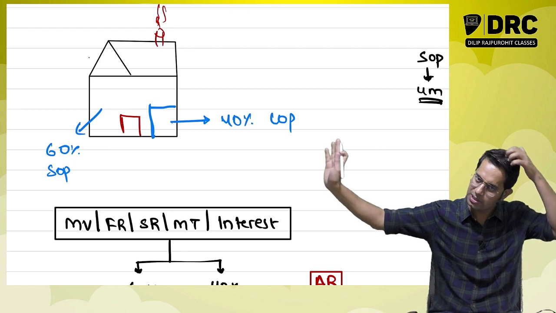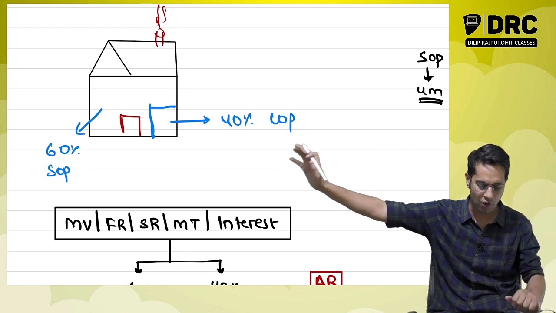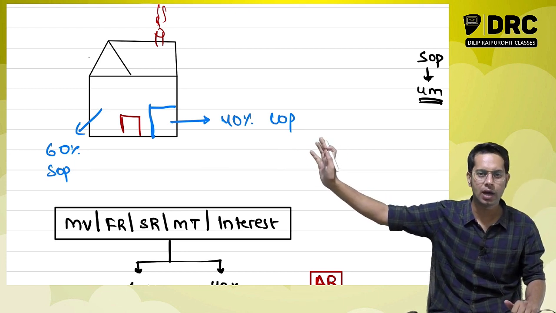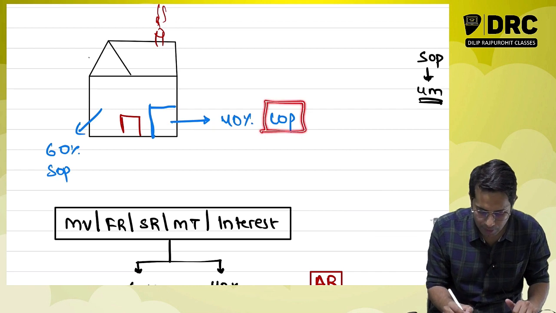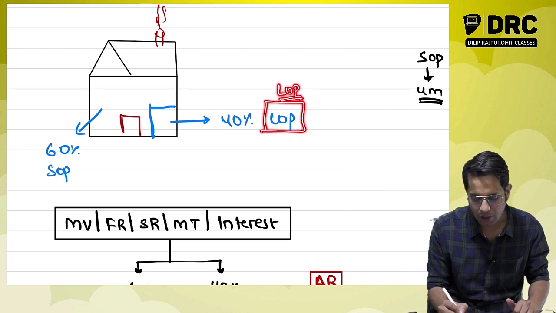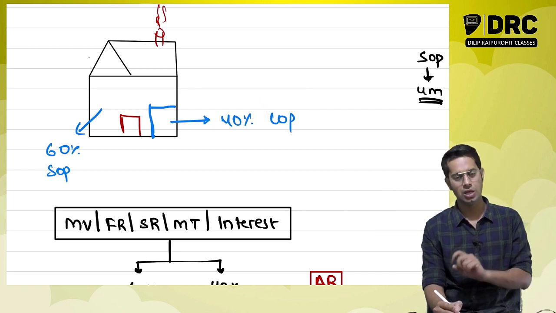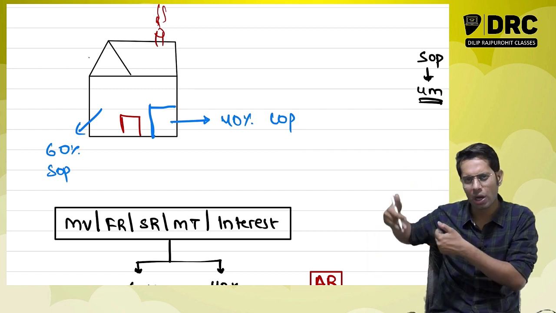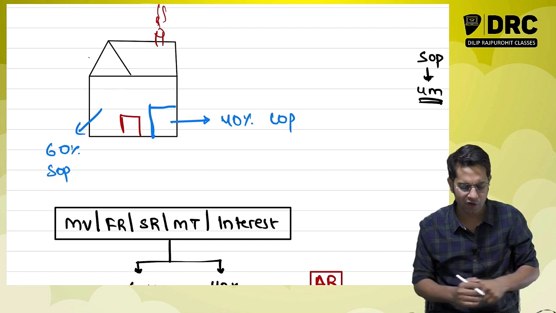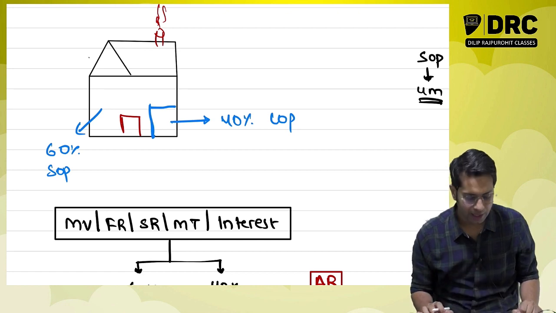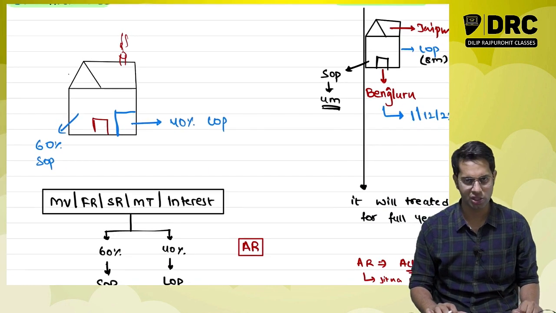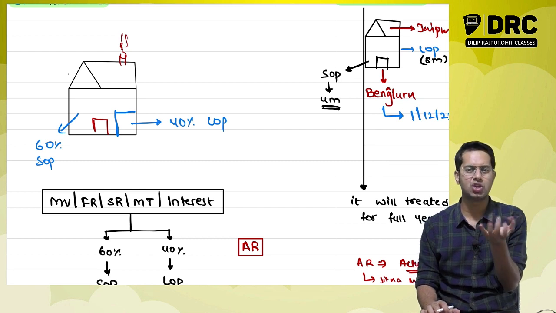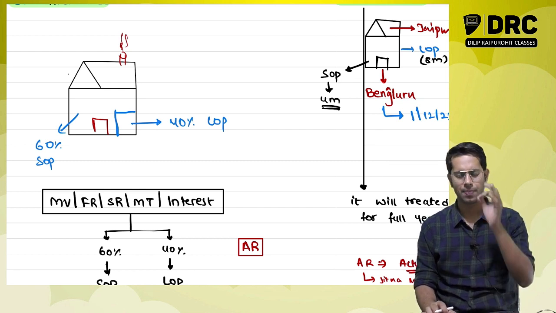60% of the house property is self-occupied by me, 40% of the house property is let out by me. I have rented 40% of this particular house. 60% I am only staying, and there is one room which has a separate door which I have let out. In this case, how do I do the computation of income from house property, sir?